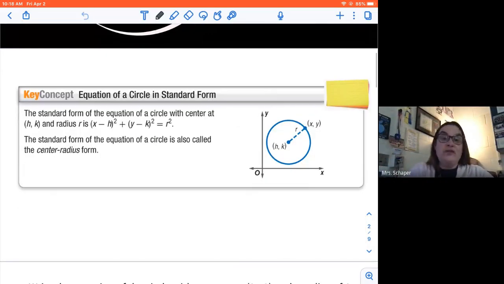So here's the equation of a circle. It's called standard form. It's right here. The circle is x minus h, and h is the x value of the center, that quantity squared, plus y minus k, which is the y value of the center of the circle, that quantity squared, will give us the radius squared. The standard form is also called center radius form because it gives us the center and the radius. Super cool.